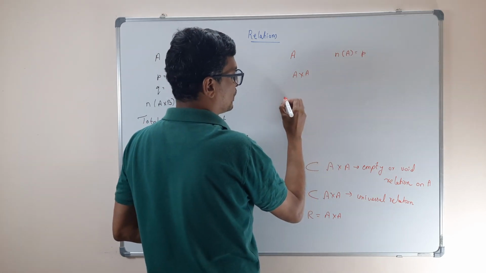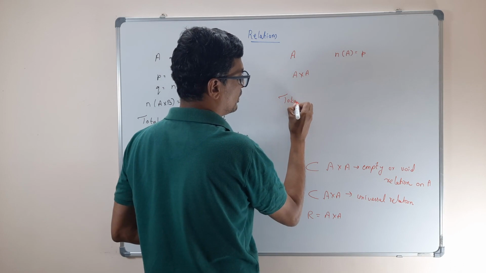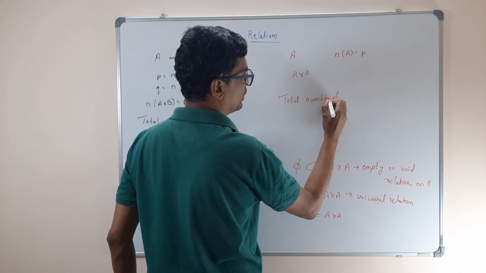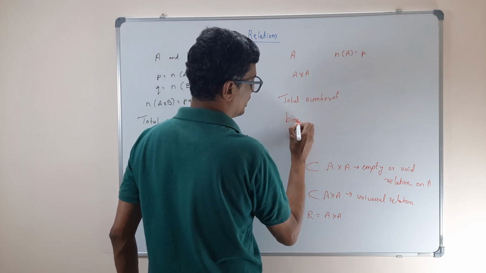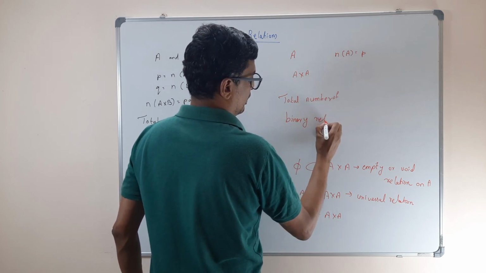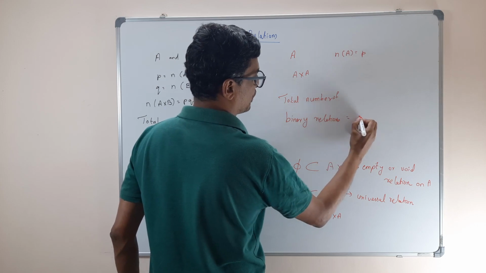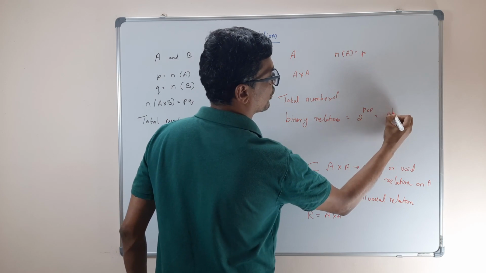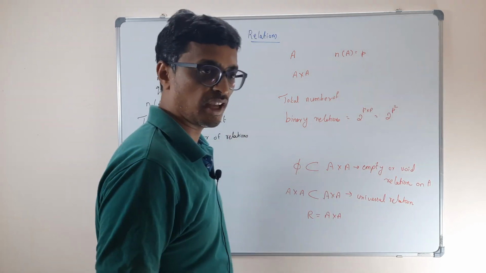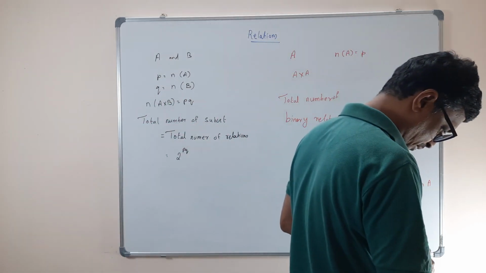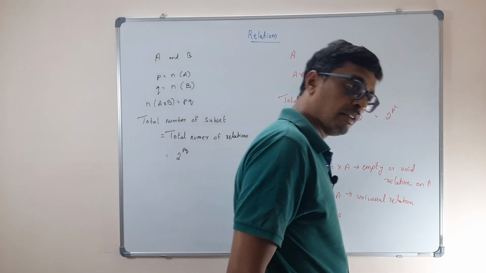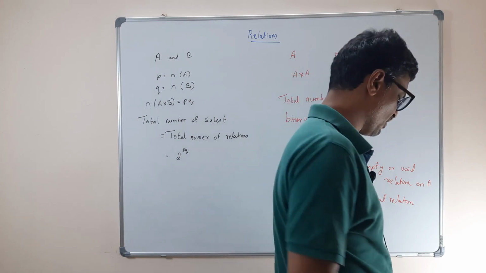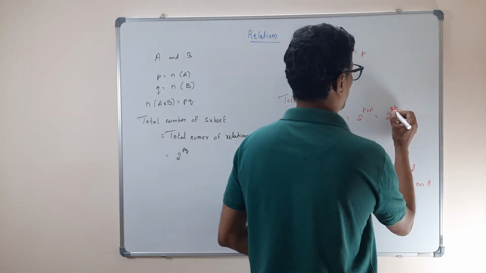So the total number of binary relations will be equal to 2 to the power of P into P, that's equal to 2 to the power of P square. Remember this problem, they can ask it somewhere. You can write 2 to the power of P square, right? Yes, you can. I'll put it in a bracket if you don't like it.